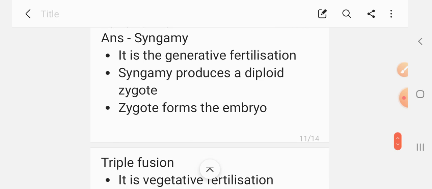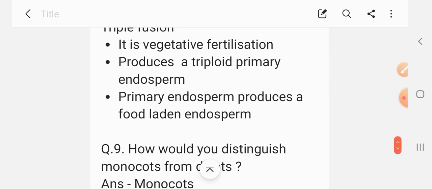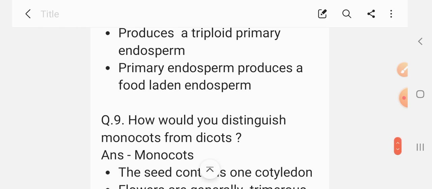Syngamy and triple fusion. Syngamy. It is a generative fertilization. Syngamy produces a diploid zygote. Zygote forms the embryo. Triple fusion. It is a vegetative fertilization. It produces a triploid primary endosperm nucleus. Primary endosperm produces a food laden endosperm.